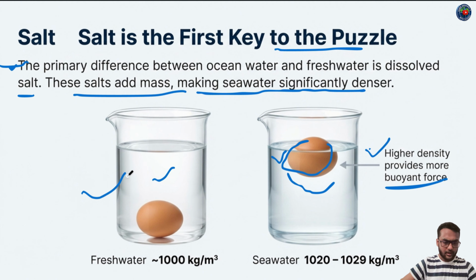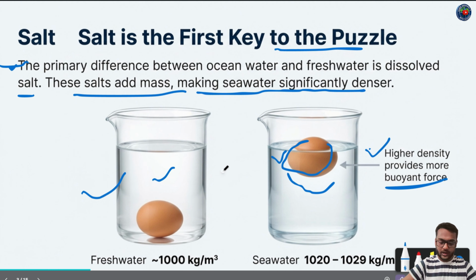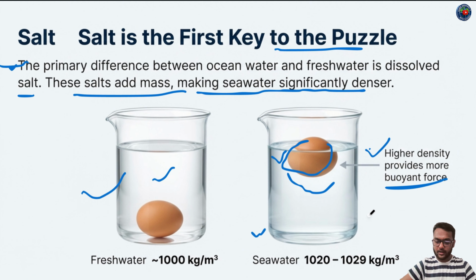Fresh water has a density of 1000 kilograms per cubic meter, and seawater has a density of 1020 to 1029 kilograms per cubic meter. This is the density of ocean water or seawater.